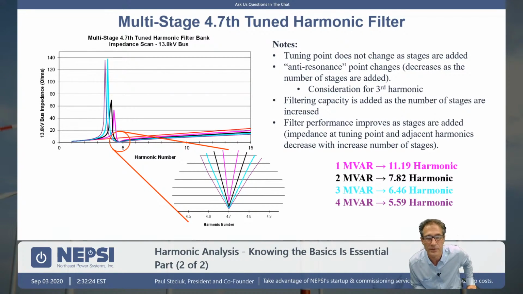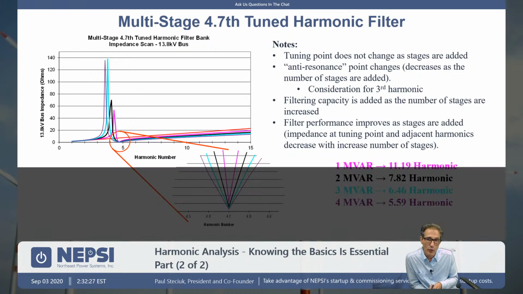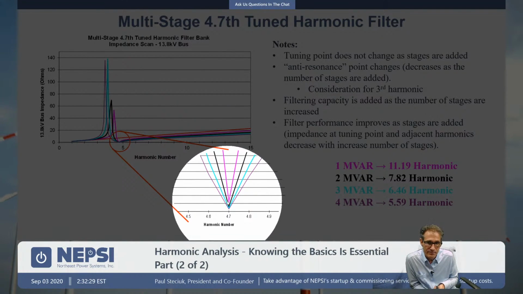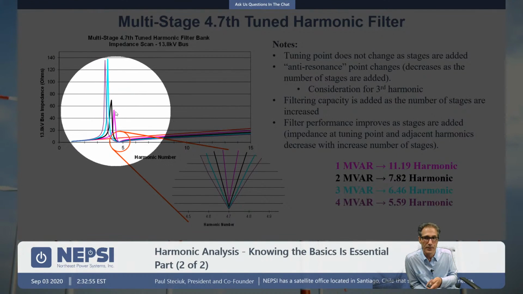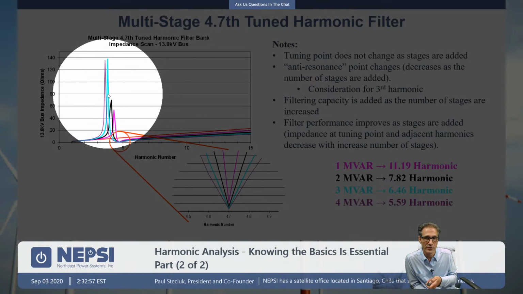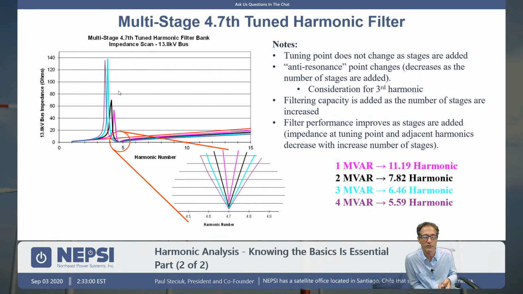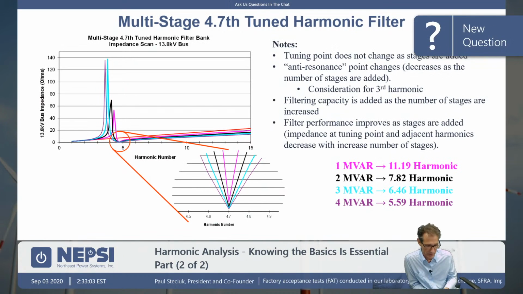So as we add more filters, you can see down here, we're basically adding branches in parallel. Our filtering improves. So it's a concept that as I add more filters, I'm adding more parallel branches, and therefore I'm reducing the impedance of my filter branch, and more harmonic current will flow into it. So with multi-tuned filters, the tuning point remains somewhat stationary, but there is still this resonant point here that's really determined based upon the source impedance and the filter bank impedance.